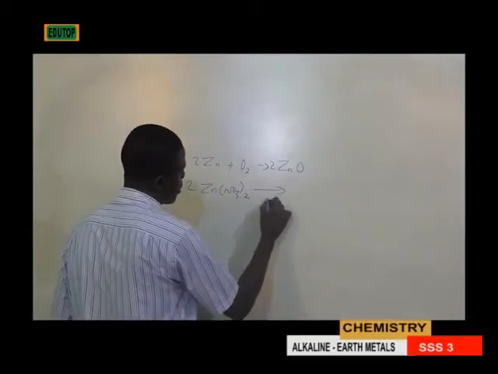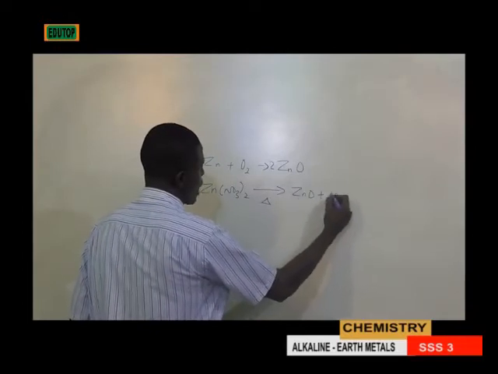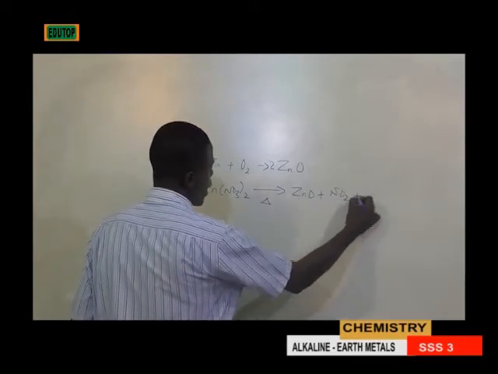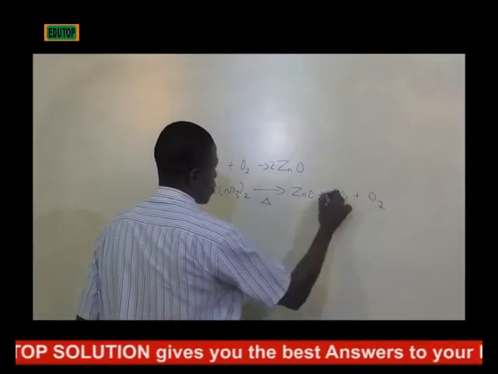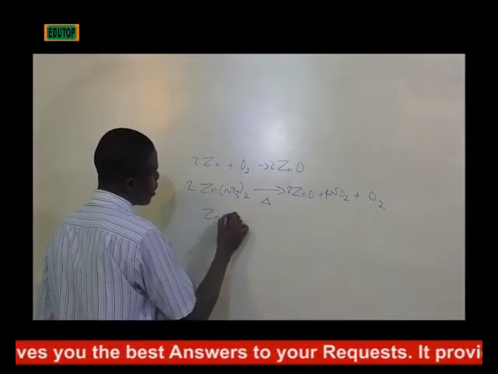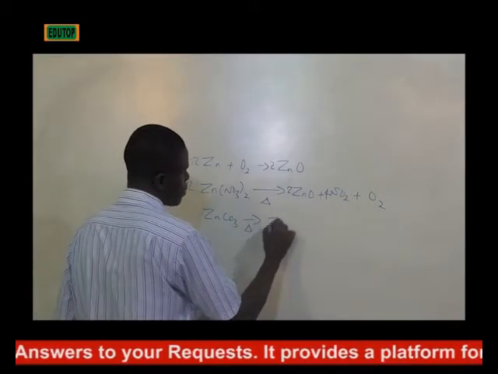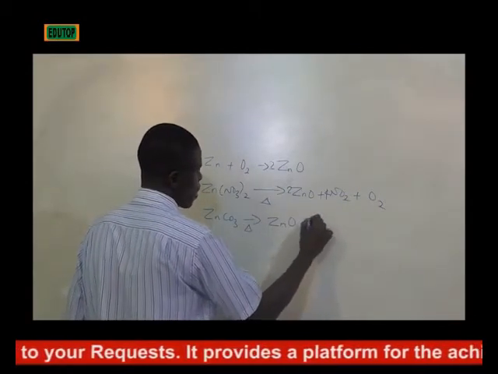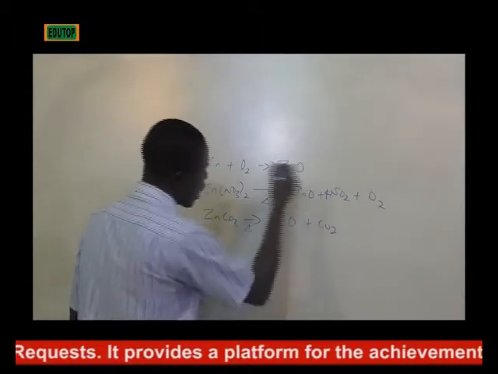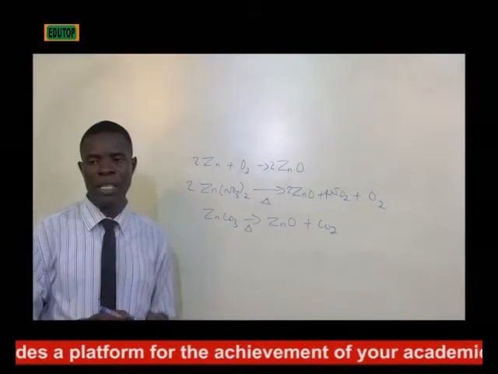When it is heated, you have zinc oxide, nitrogen dioxide, and oxygen. Also, zinc carbonate, when it is heated, gives zinc oxide plus CO2. So these are the 3 ways by which zinc oxide can be prepared.